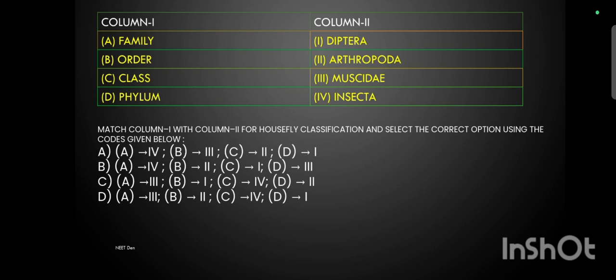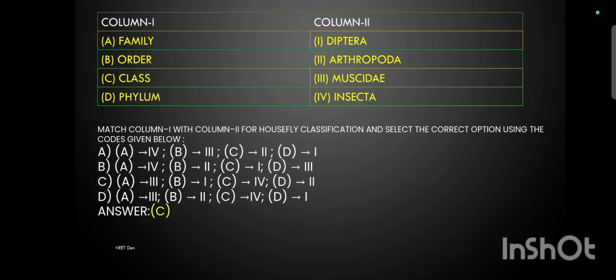Question: match column 1 with column 2 for housefly classification and select the correct options using the codes given below. In column 1, from A to D are A, family, B, order, C, class, D, phylum. And in column 2, from 1 to 4 are 1, Diptera, 2, Arthropoda, 3, Muscidae, 4, Insecta. So the answer is option C, in which A, that is family, is matching with 3, Muscidae.